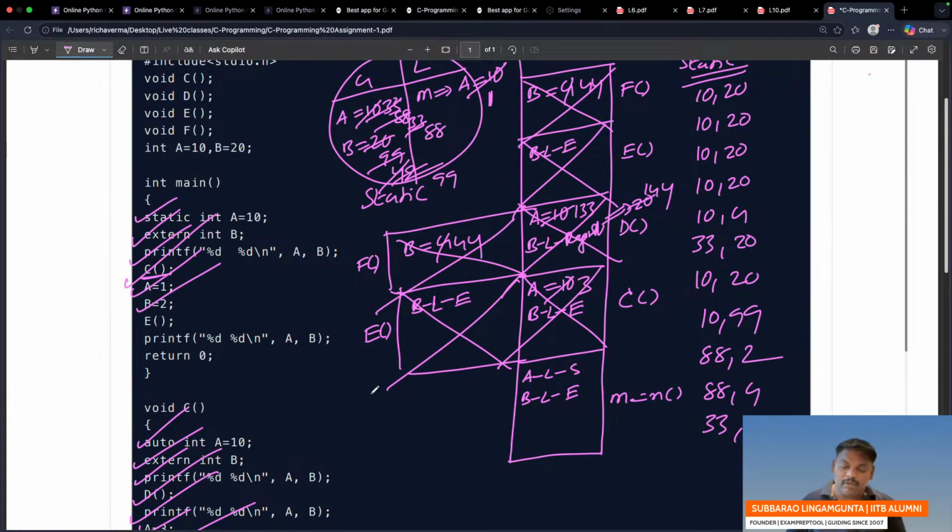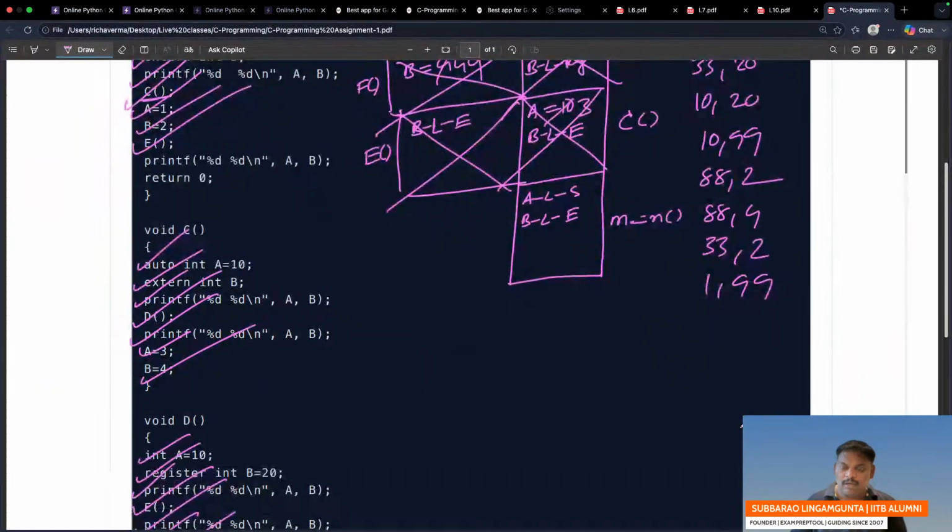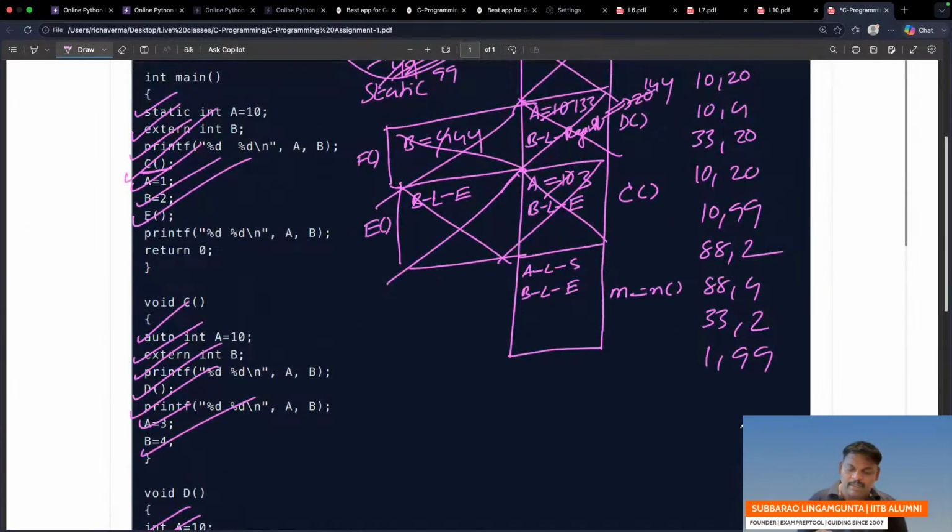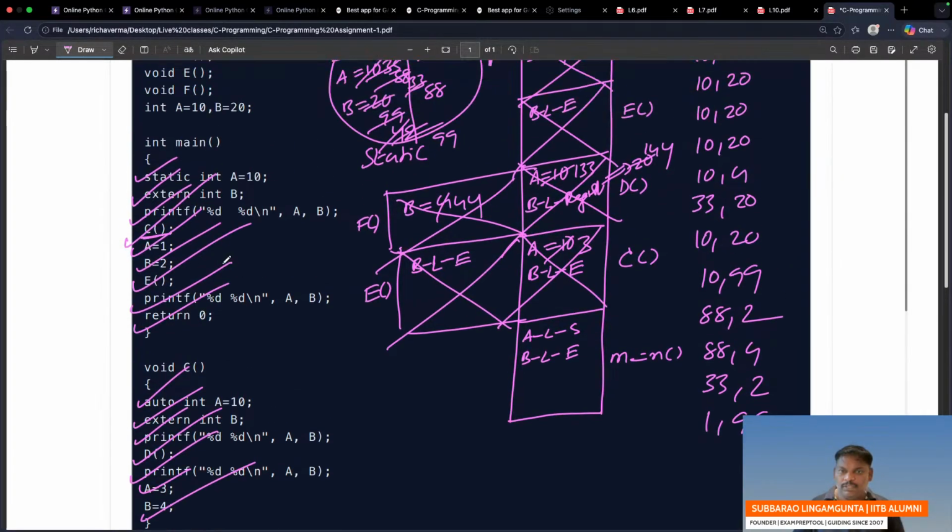Then automatically you are in main. Now print AB. A is in the global static area, so A is 1. B is going to be extern, the global variable 199. It is going to be 199. So that printing is also completed in main. Afterwards, return. So over. So this is the output.